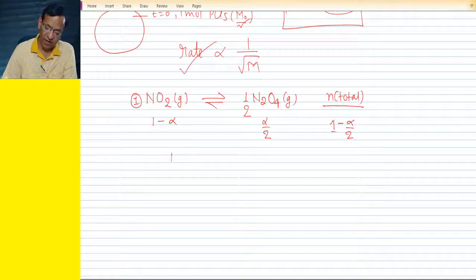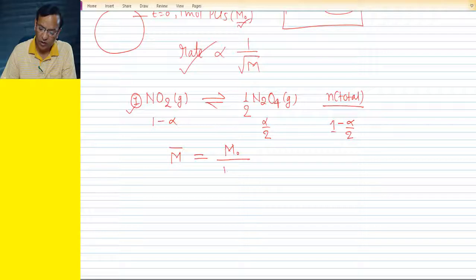And in this case, the average molar mass of the mixture will be the mass of the mixture divided by the moles of the mixture, and the mass of the mixture will be the mass of 1 mole of NO2, which is m naught, divided by 1 minus alpha by 2.